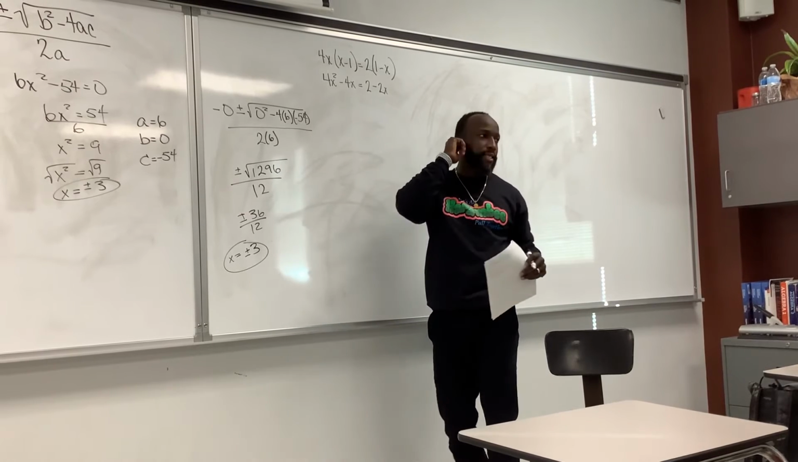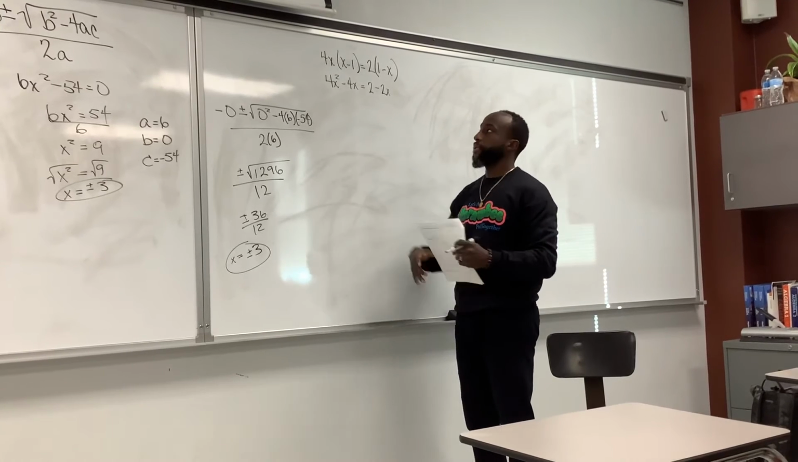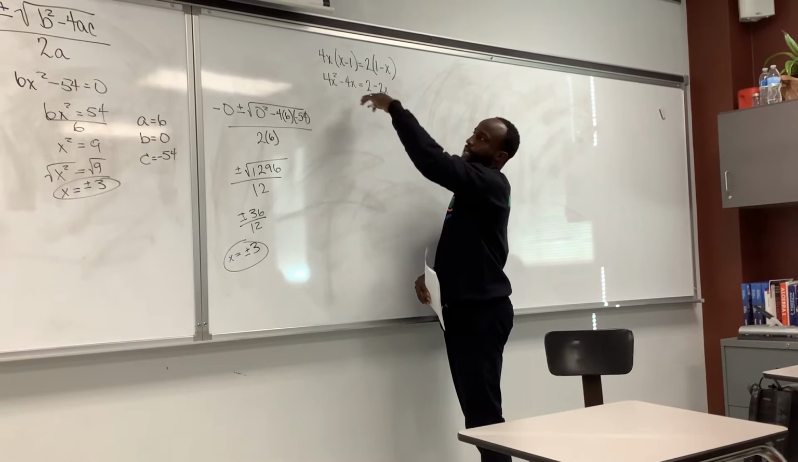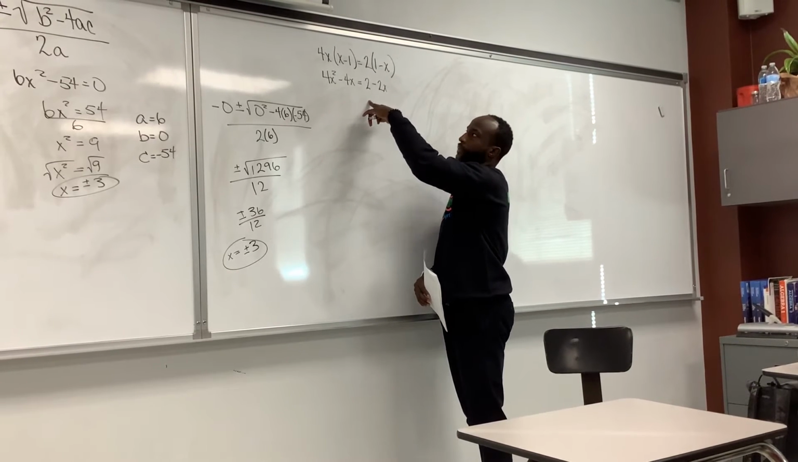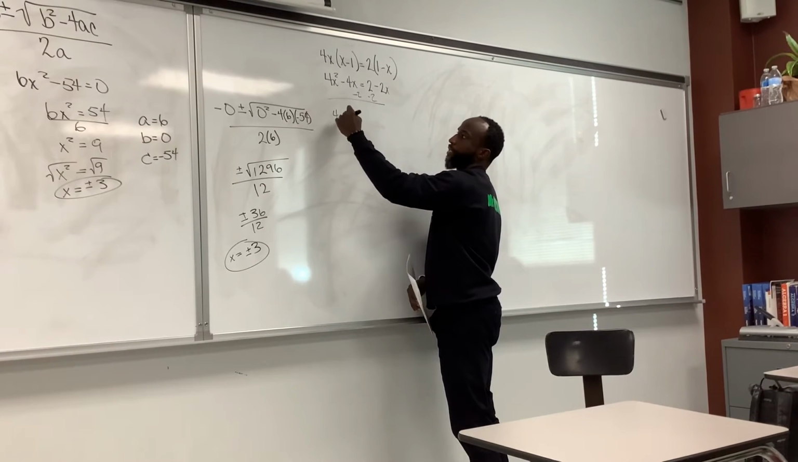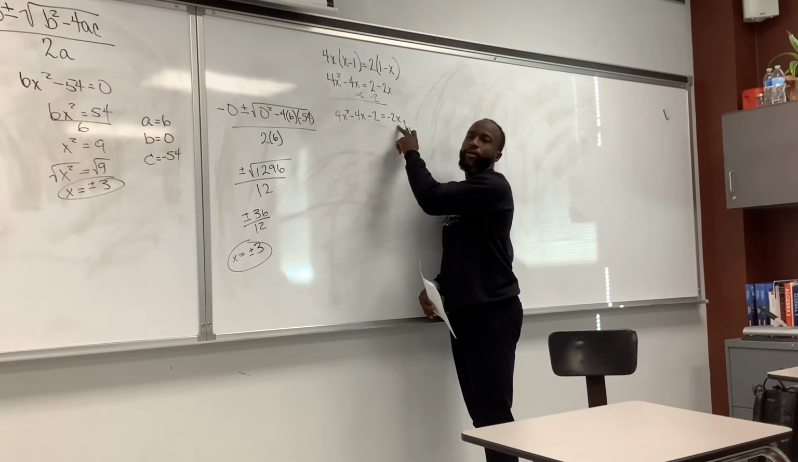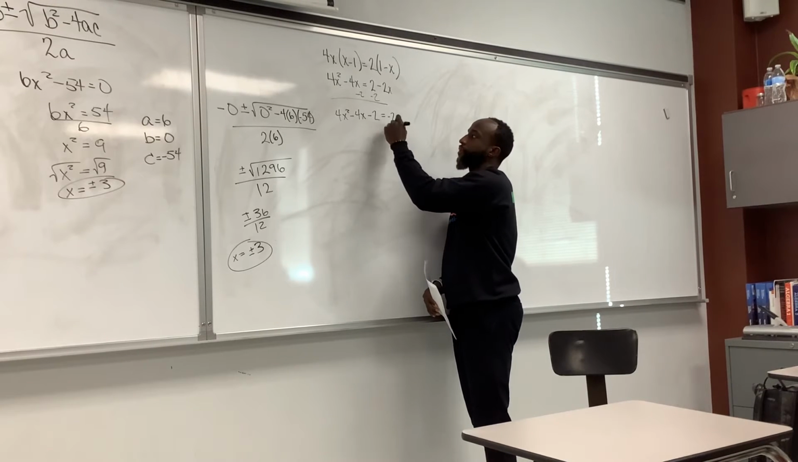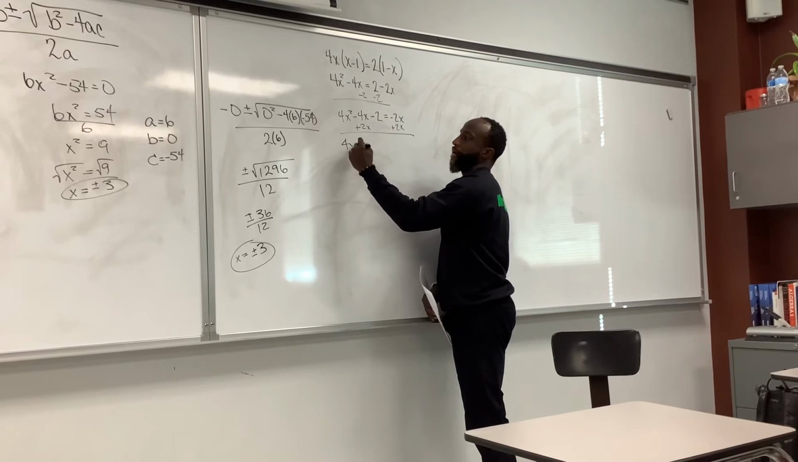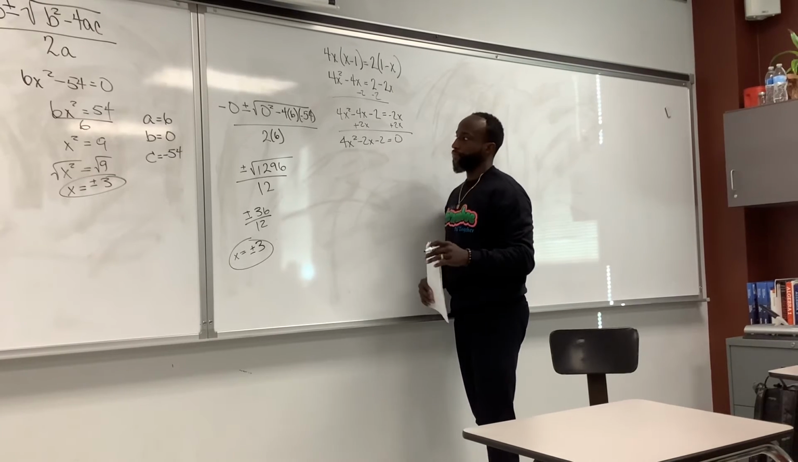Now, when my first class did this, they forgot to distribute the 2 to the x on the outside, so don't forget that. The next thing we want to do is move everything to the left side of the equal sign and set it equal to 0. So we subtract 2 from both sides: 4x squared minus 4x minus 2 equals negative 2x. Then we add 2x to both sides, so we moved everything over. Now we have 4x squared minus 2x minus 2 equals 0.